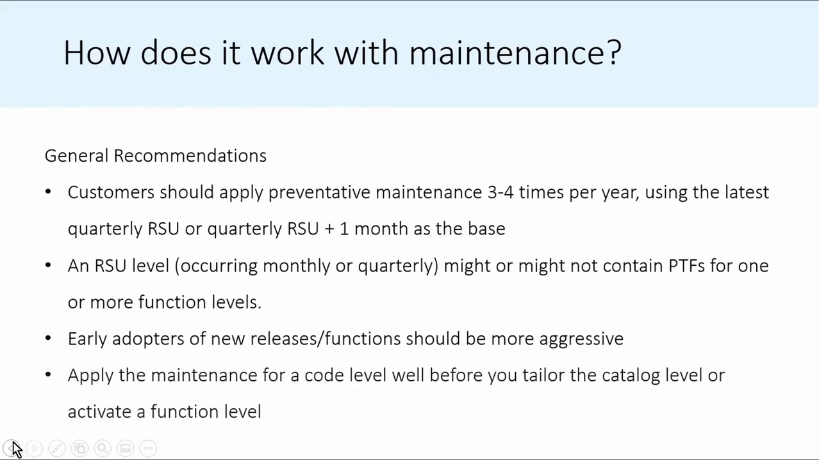And of course, we want you to apply the maintenance for a particular function level well before you tailor the catalog level or activate a function level, because once you update the catalog level or once you activate a function level, you cannot back off that code level. So if you're in a kind of shop that occasionally, for various reasons, decides to back off of some maintenance you applied, you want to make sure that you're comfortable that the maintenance is working across your environment before you either update a catalog level or activate a function level.